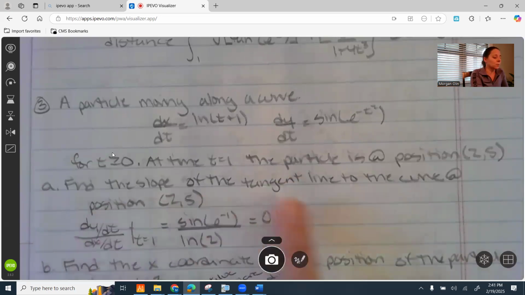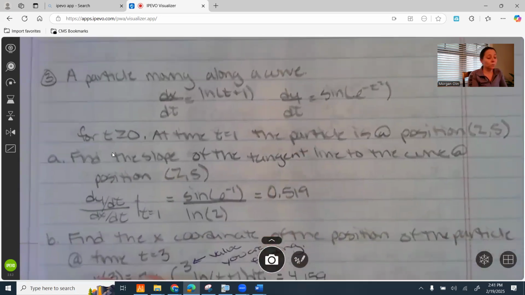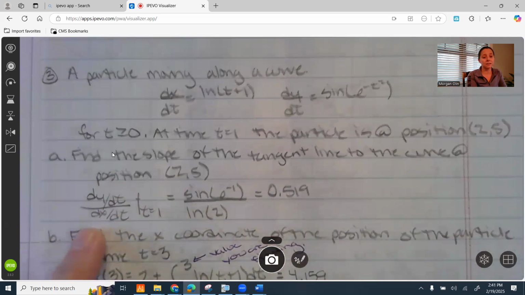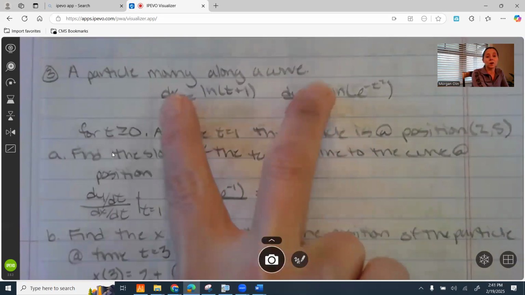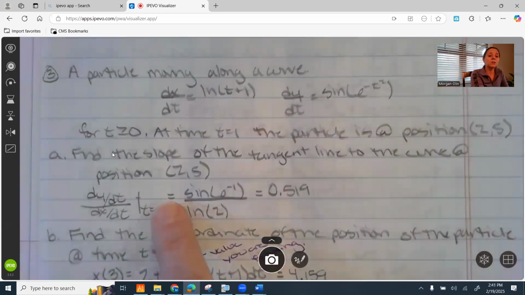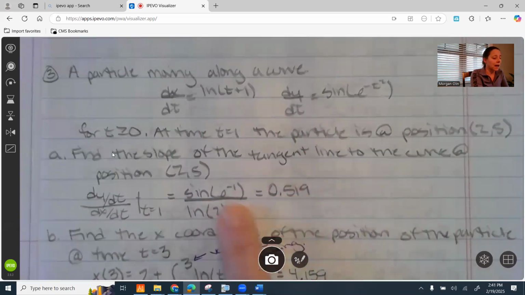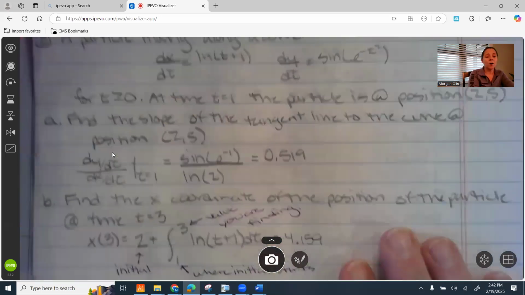Find the slope of the tangent line to the curve at t equals 1. The slope is dy/dt over dx/dt. Well, they already gave it to us. We already had the two derivatives. Now we just need to divide it and plug in 1. So it's basically sine of e to the negative 1 over ln of 2 once I plug that in. So 0.519.